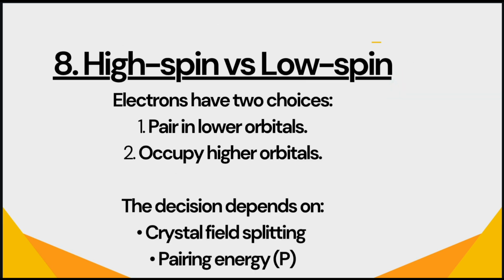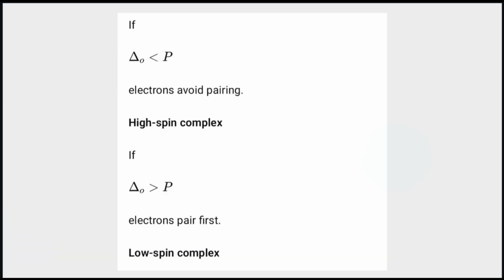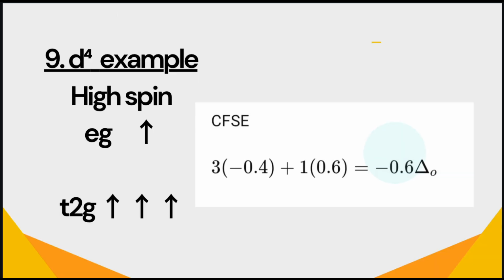Now we'll see high spin versus low spin concept. Electrons have two choices. One is to pair in lower orbitals, and the second one is to occupy higher orbitals. The decision depends on crystal field splitting and pairing energy P. Now, if delta naught is less than P, the pairing energy, electrons avoid pairing. This is a high spin complex. If delta naught is greater than P, electrons pair first, that is a low spin complex.